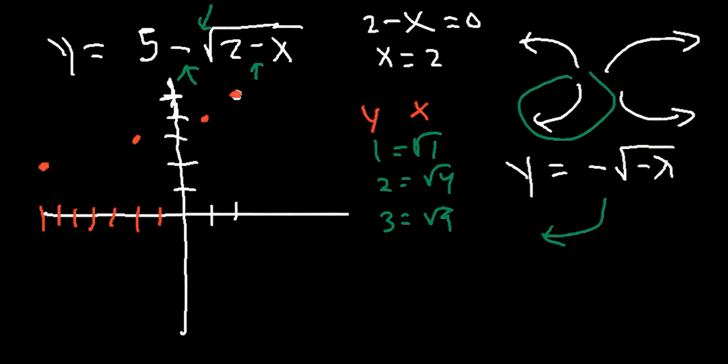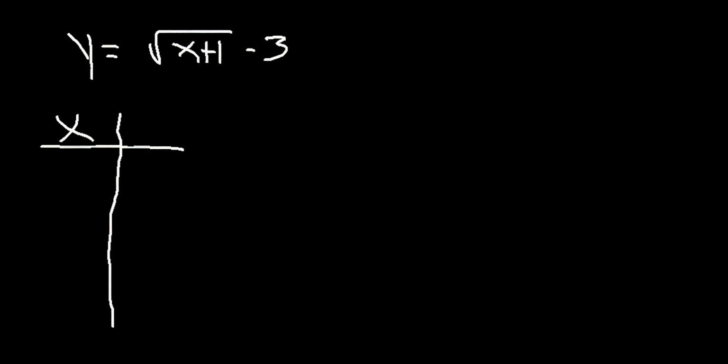Now for this, if you prefer, you can always make a table. So I'm going to do one example by making a table so you can see which points to choose. And there's the graph right there. So let's say you have y is equal to the square root of x plus 1 minus 3, and you want to make a table. The first point you want to plug in is negative 1, and it's going to be negative 3, because that's a shift. It shifts 1 to the left and down 3.